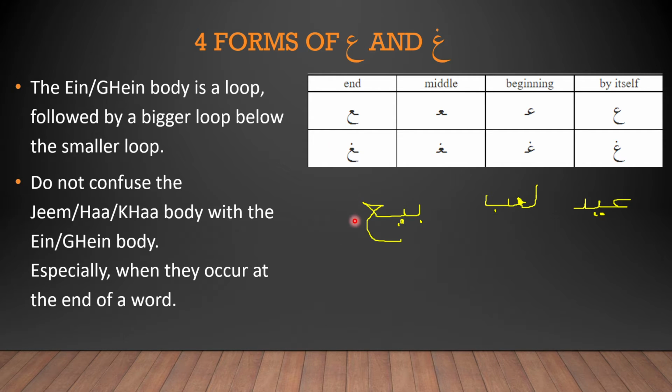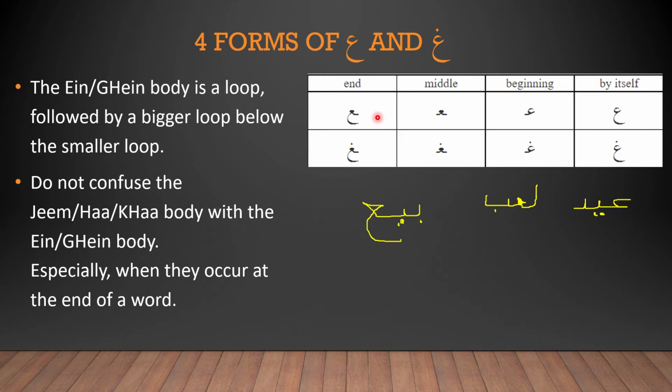Now, if you look at one more thing, you see that in the middle it connects with lam and ba. This Ein connects with that. But here there's no other letter after it, so the loop comes back. The Ein by itself, the loop comes back.